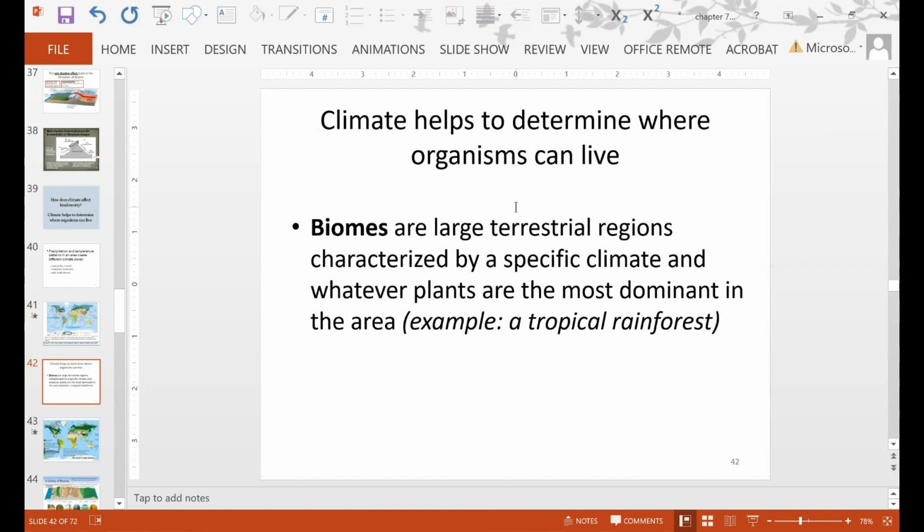Biomes are large terrestrial regions characterized by specific climate and whatever plants are the most dominant in the area. So, for example, a tropical rainforest is a type of biome. So, the climate would be the tropical word, and the rainforest would tell us plant. The plant is trees.